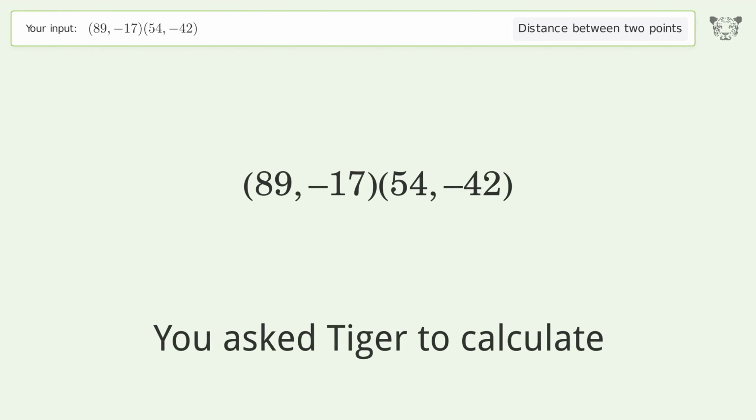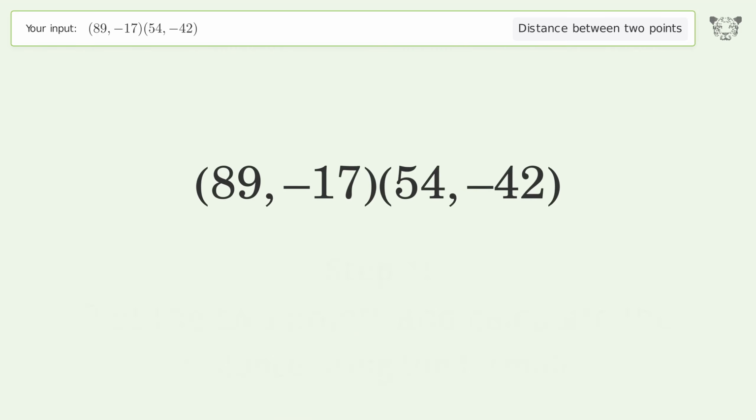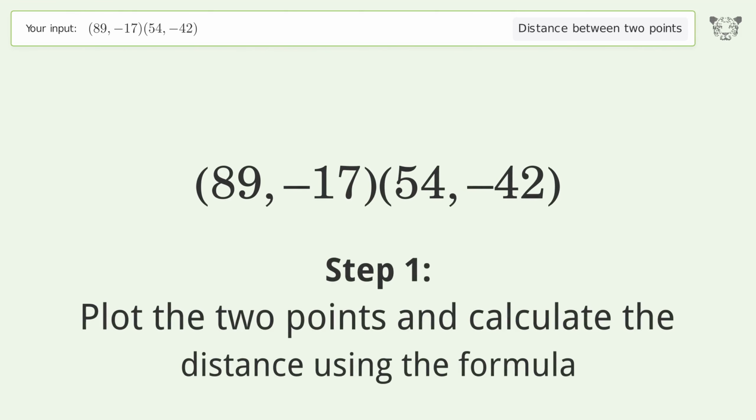You ask Tiger to calculate. This deals with the distance between 2 points. The distance between the 2 points is the square root of 1850, or 43.012. Let's solve it step by step. Plot the 2 points and calculate the distance using the formula.